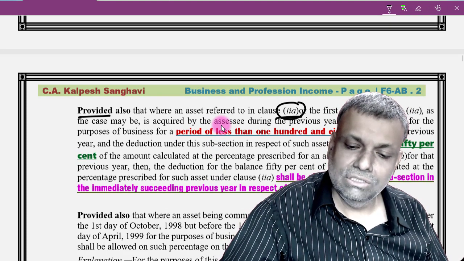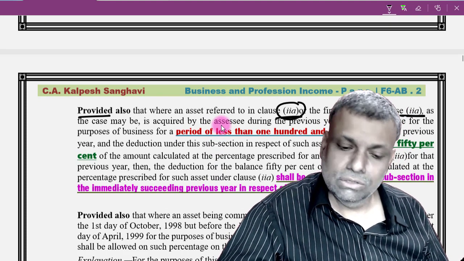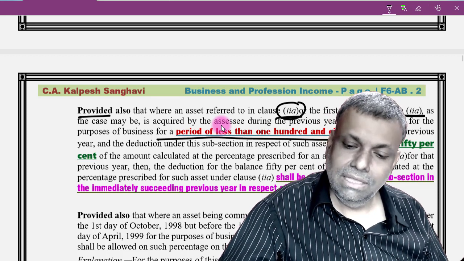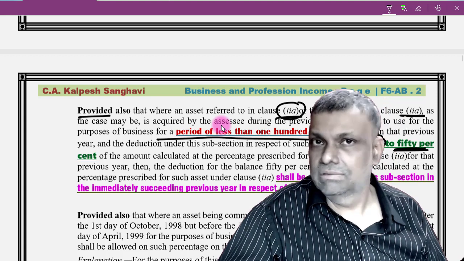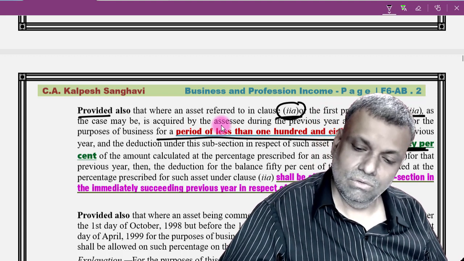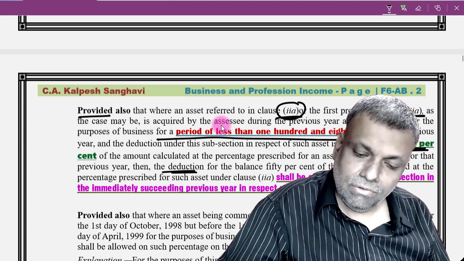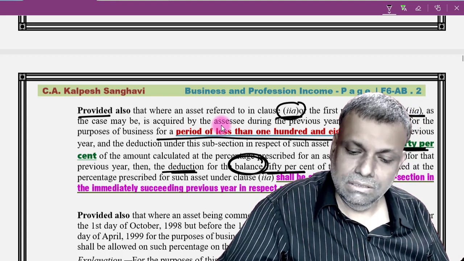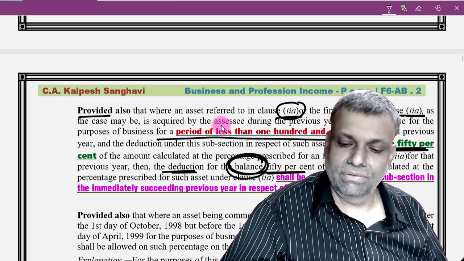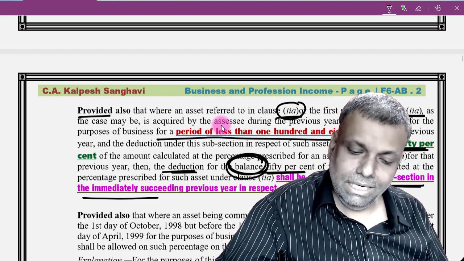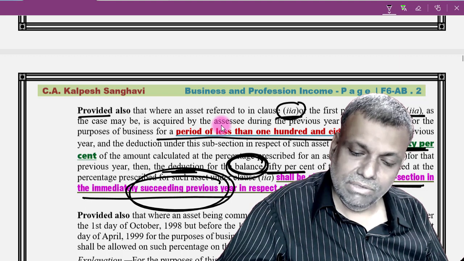Clause 2A, that means additional depreciation, because of the reason that the asset was used for less than the specified number of days, then it is restricted to 50%. Naturally, it is restricted to 50%. Okay. In that particular case, the deduction for the balance 50% shall be allowed under that particular clause in the immediately succeeding previous year.